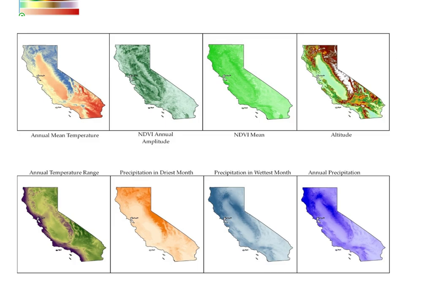Here's some graduated color raster examples. We talked about our red to blue annual average. NDVI is normalized difference vegetation index. Light green, less plants. Dark green, more plants.